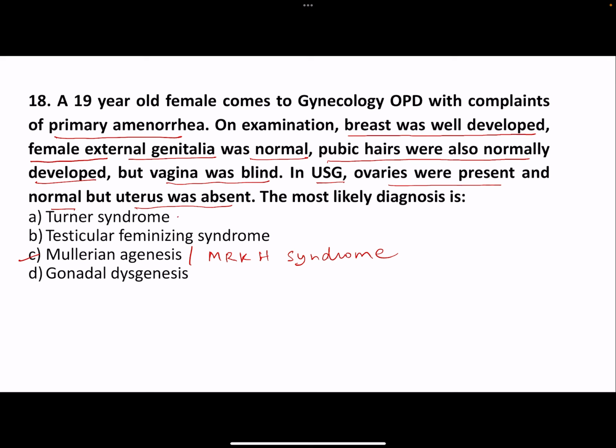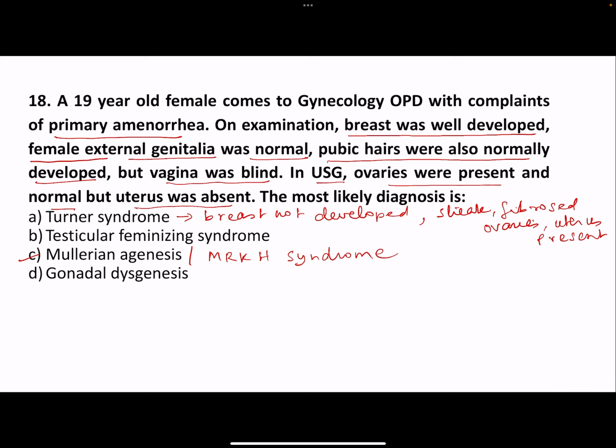Regarding option A, Turner syndrome will also present with primary amenorrhea, but breast is not developed and ovaries are not normal. So there are streaked, fibrosed ovaries, and uterus is present. So this option A is wrong.